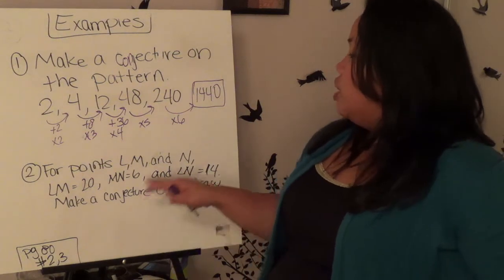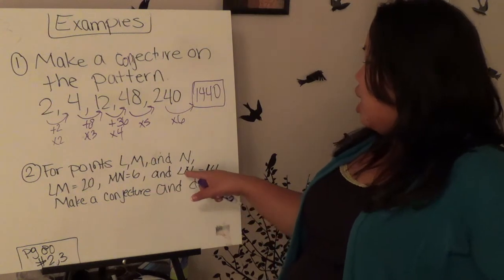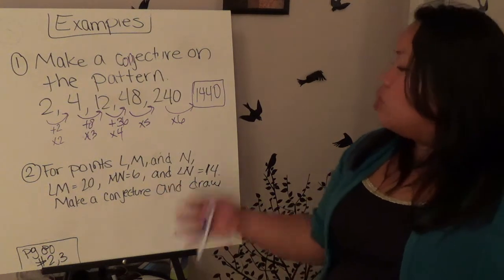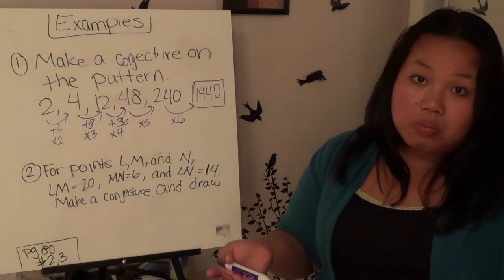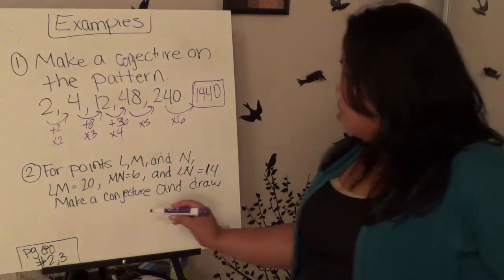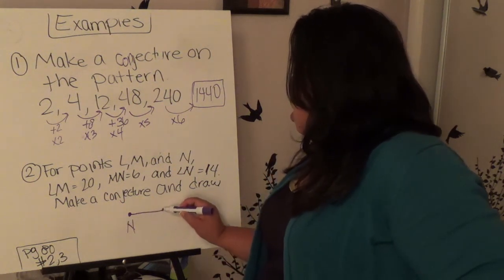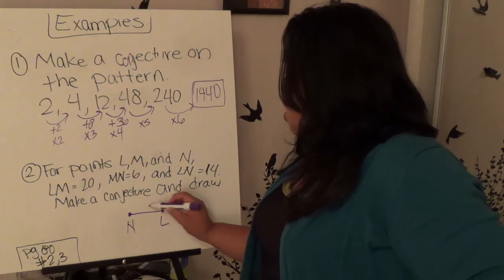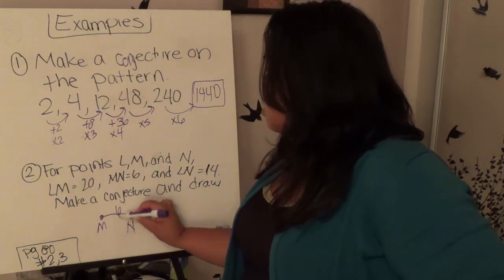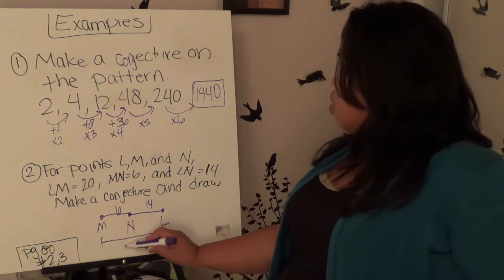The next one is for points L, M, and N. LM equals 20, MN equals 6, and LN equals 14. So make a conjecture and draw. So basically, with this information, what kind of things can we assume? We're trying to figure out what can we assume and what can we not assume. We know that this and this have N in common, so there's this N, okay? We know that LN is 14, and MN is 6. And if we add this together, what do we get? LM or ML, which is 20.